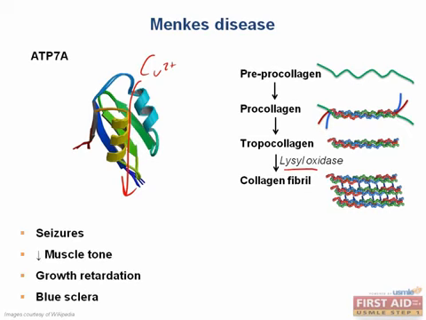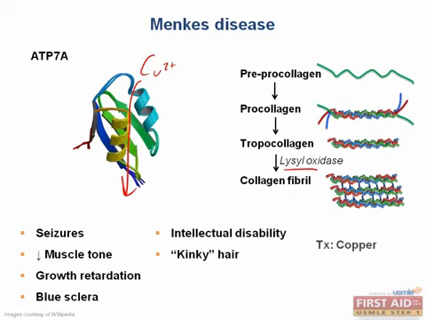The first signs and symptoms will be soon after birth, and you might see seizures, weak muscle tone, growth retardation, and blue sclera, like in osteogenesis imperfecta, and later you'll see intellectual disability and what is often described as kinky hair, although I would describe it as kind of a sparse and fuzzy-looking hair. You can actually treat this by injecting copper into the patient, although that only partially helps. Since this has an onset during infancy, it's important that you diagnose it and start treating as soon as possible to prevent the developmental problems.